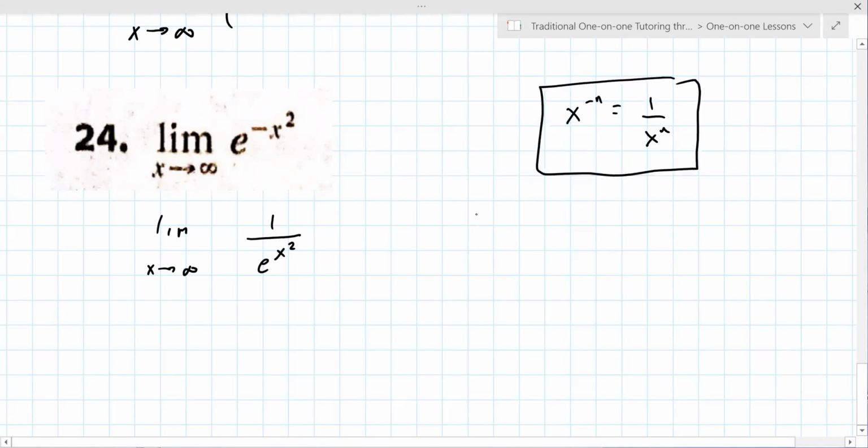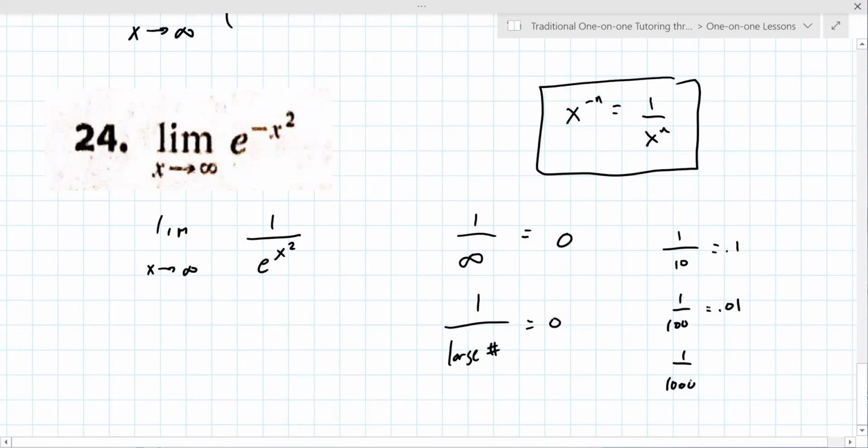Well, what is 1 over infinity? I'm basically saying, what is 1 over a large number? And it's 0. If you don't believe that, 1 over 10 is 0.1, 1 over 100 becomes 0.01, 1 over 1,000 is 0.001, and so on. So the bigger this number gets, this thing actually does go to 0.